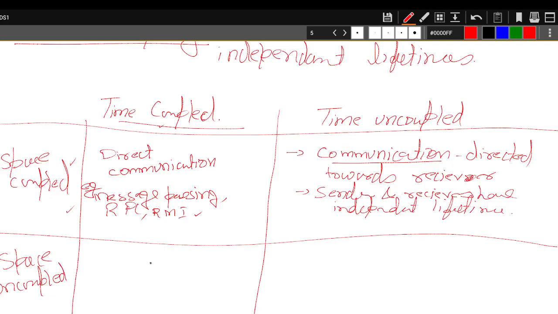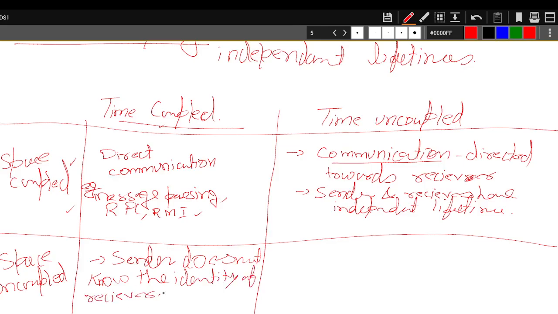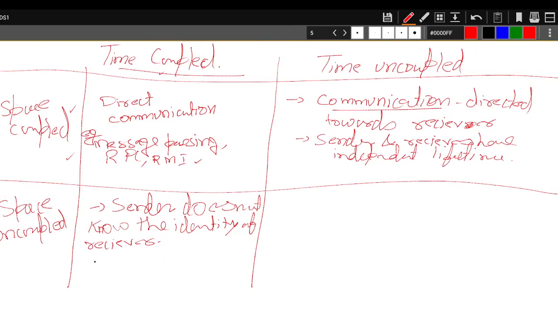And time coupled. What can that be? As it was with IP multicast, they are unaware of the system. So what happens here: the sender does not know the identity of the receiver. However, what about the presence at the same time? They all should be there; sender and receivers must exist at the same moment of time.